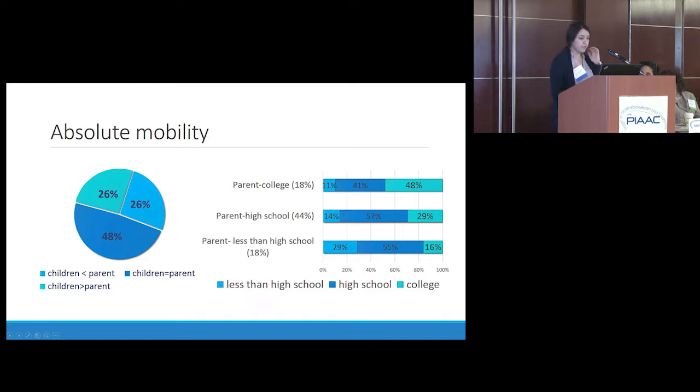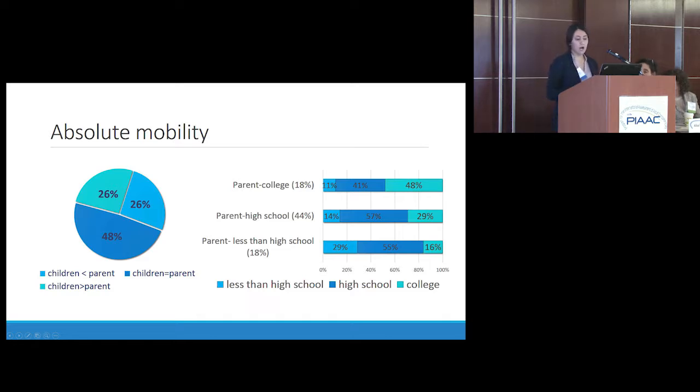For the first category, among individuals with college-educated parents, you see that 48% of them tend to have a college degree. In the second category, individuals with high school-educated parents, you see that 57% gain similar education as their parents. So it shows low mobility. People tend to attain similar education as their parents.